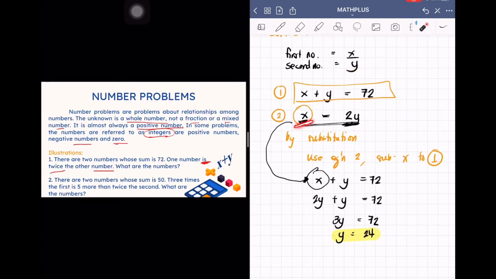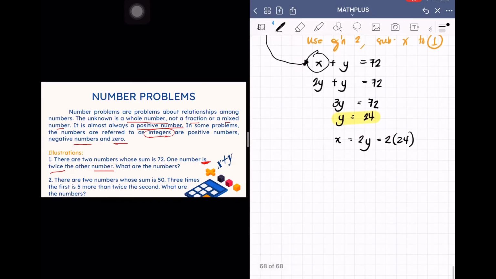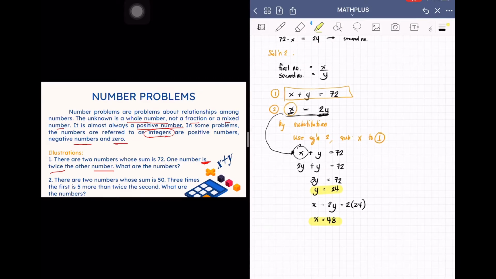You can use the second equation to get x, you multiply y by 2. If I use this, because this one looks easier for me, x will be 2 times y, and that's 2 times 24. Therefore, we get x equivalent to 48. That's how I solve it when I use two variables.